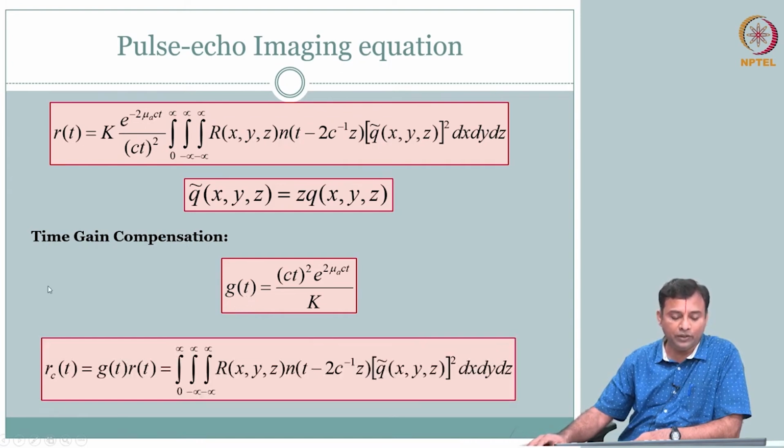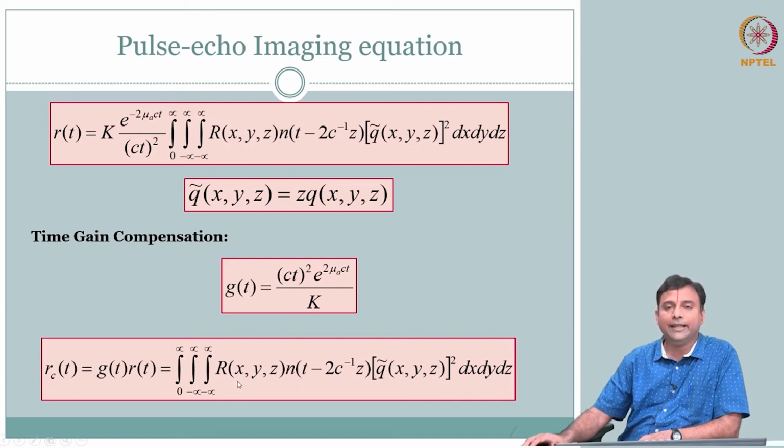So you can write your r of t essentially as gain compensated, G of t times r of t. So this is your signal. What is this signal? Oh, this is the receive signal, this is a complex signal. So you have your R of x comma y comma z and all other terms. So this is a complex signal that you are receiving.